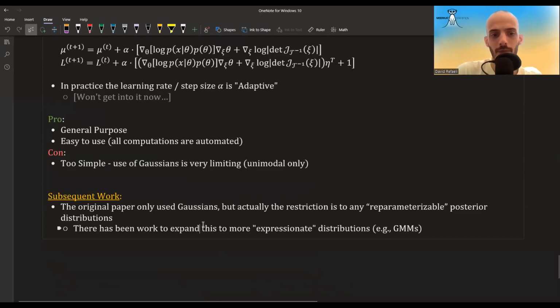And again, there are papers that came later that tried to do ADVI, that tried to stretch the reparameterization trick to other distributions.